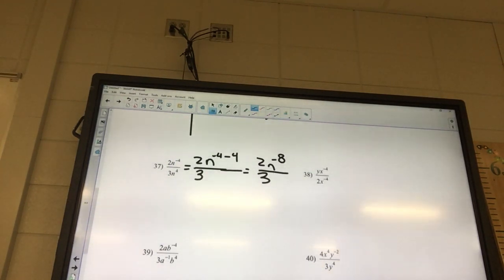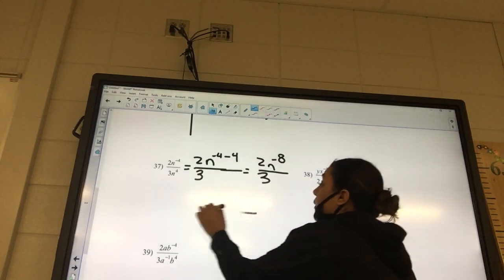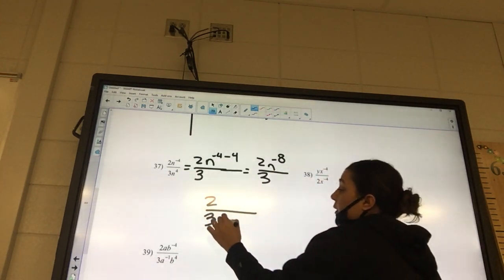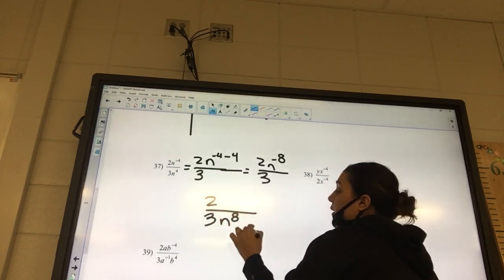Okay, and we have negatives, so we got to go a step further. So we leave our bigs. The only thing that needs moved is that n to the -8. So it's going to be n to the +8 on the bottom.